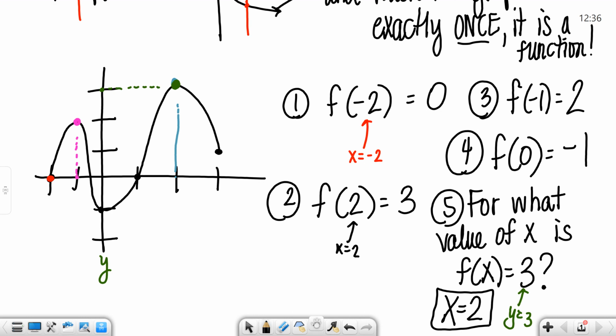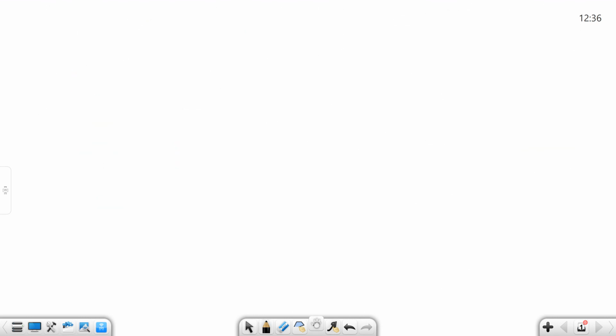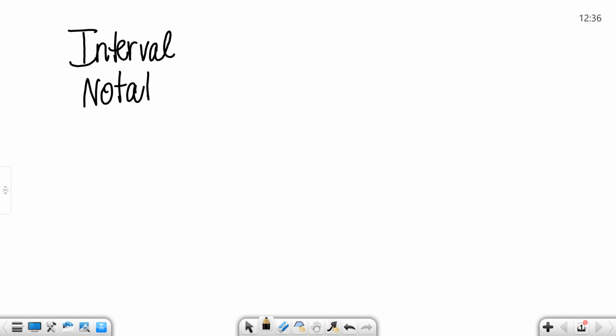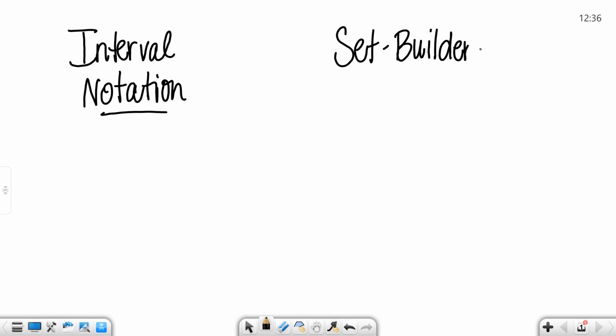All right. So those are some graphs and functions. And now we need to review some things called interval notation and set builder notation. Both of these will give us the same information, they just look different. My preference is interval notation, and most of our answers will be put in interval notation. However, my math lab is going to occasionally ask you for set builder.